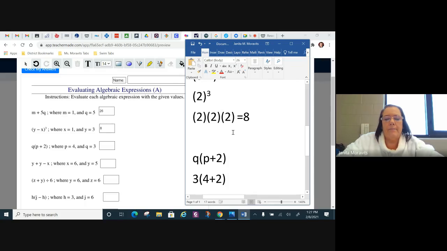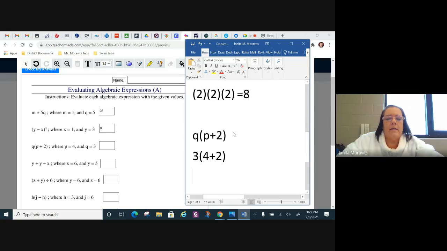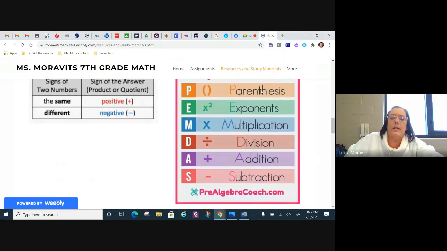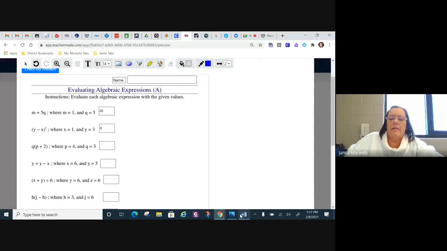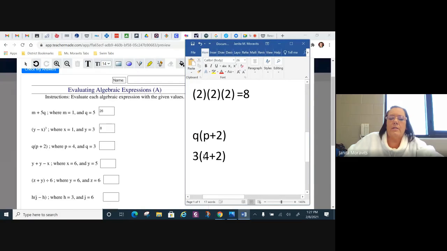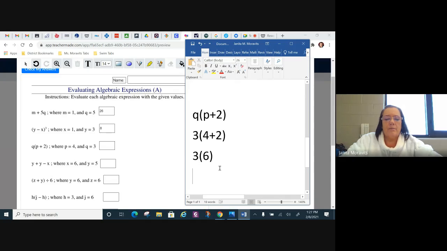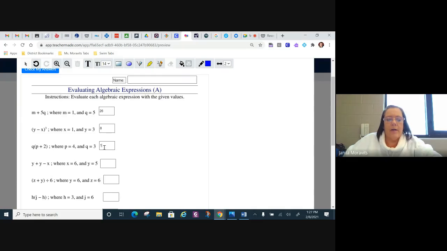Well, what do we do first? Well, we go back to our resources here. We do what's inside the parentheses first. So let's see what's in the parentheses. Inside the parentheses, we have 4 plus 2. So that's going to be the same thing as 3 times 4 plus 2 is 6. All right. So what is 3 times 6? 3 times 6 is 18. We're going to put that right here.